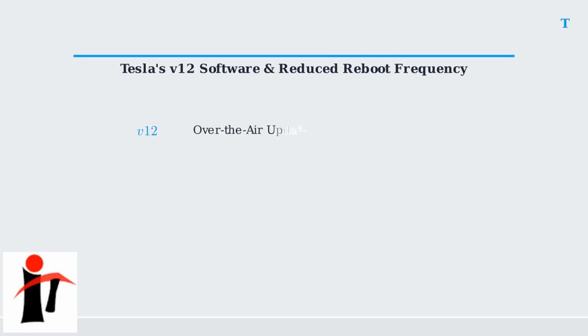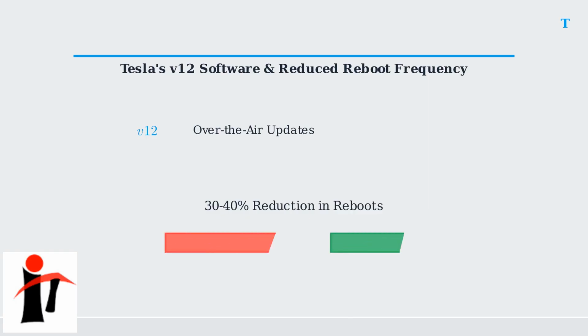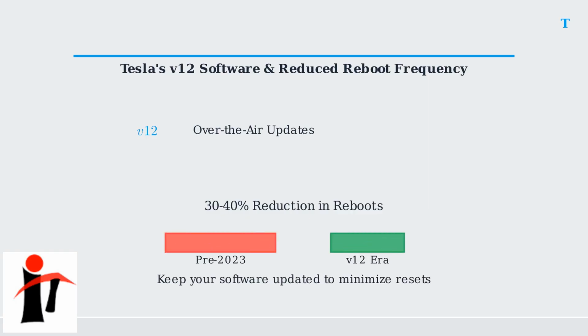Tesla's V12 operating system, released in mid-2024, includes over-the-air updates that have significantly reduced the frequency of required reboots. These updates address common glitches like screen freezes, unresponsive apps, or black screens. Tesla's internal bug reports and user feedback show a 30 to 40% reduction in required reboots compared to pre-2023 models. Keep your software updated to minimize the need for resets.